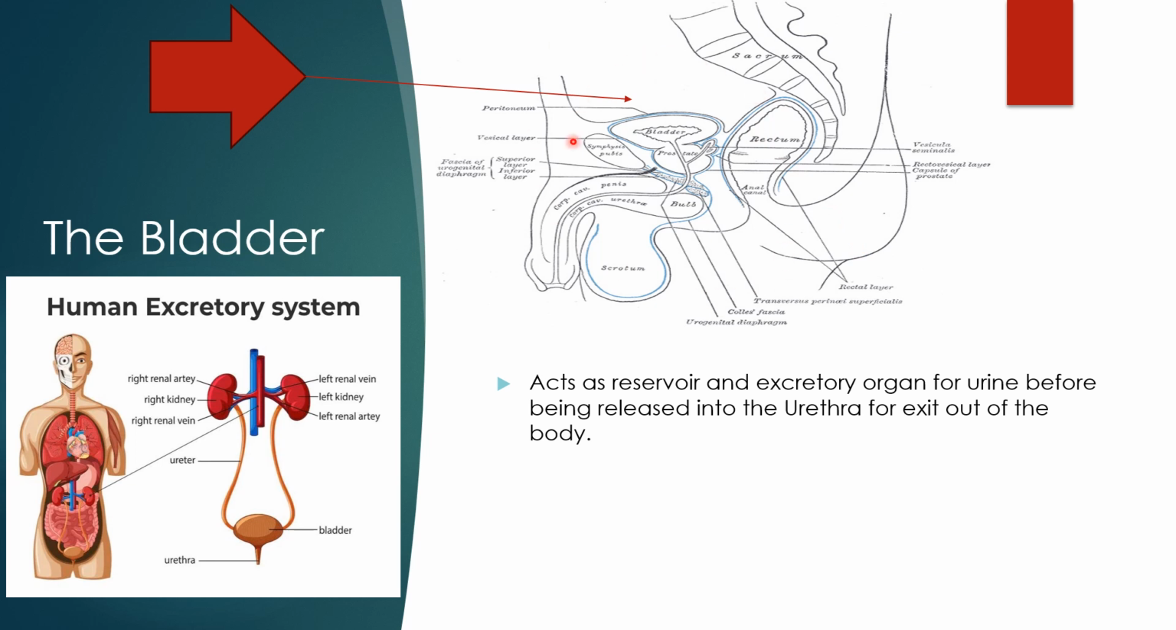After being processed from the kidneys, the waste makes its way into the bladder region, which acts as a reservoir and excretory organ for urine before being released out of the body through the urethra.